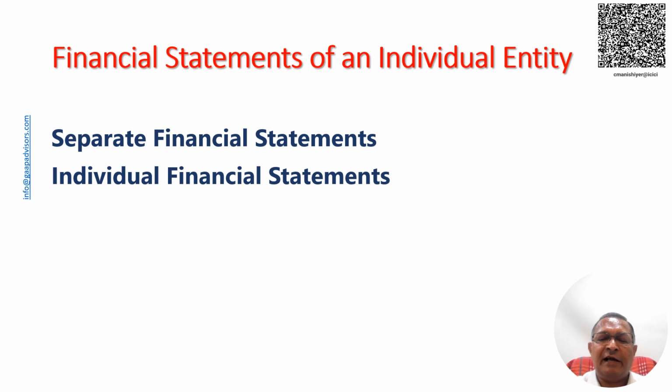Paragraph 17A of Ind AS 27 requires disclosure of the fact that the financial statements are separate financial statements. If a company has prepared its own financial statements and consolidated financial statements, and if the company does not disclose that its own financial statements are separate financial statements, the company cannot be said to have complied with Ind AS 27.